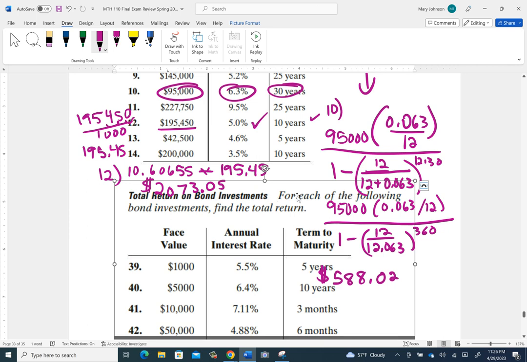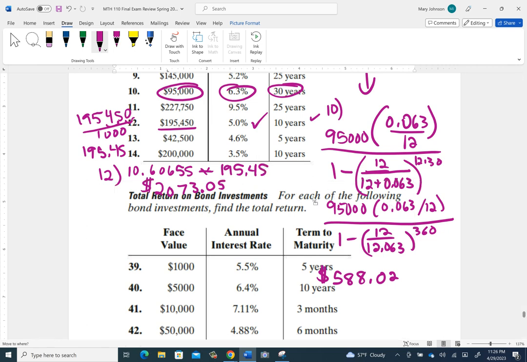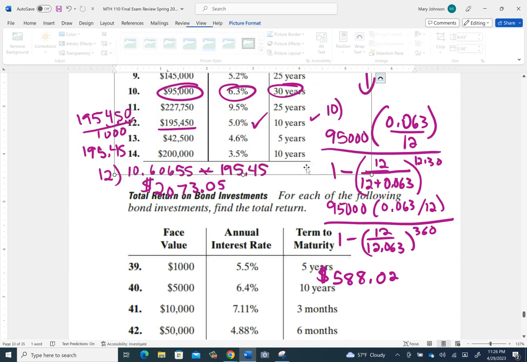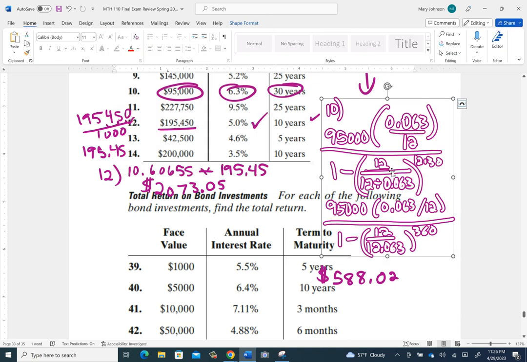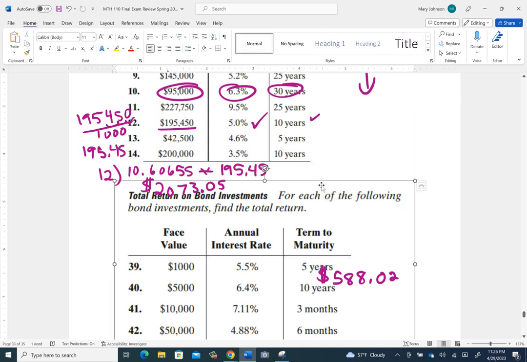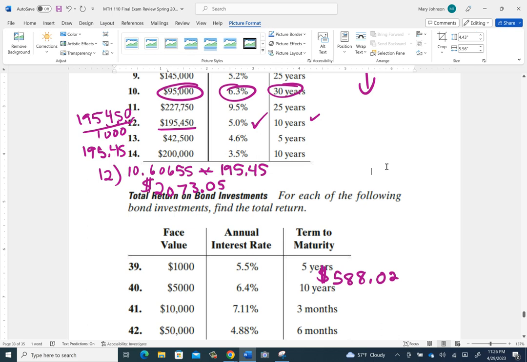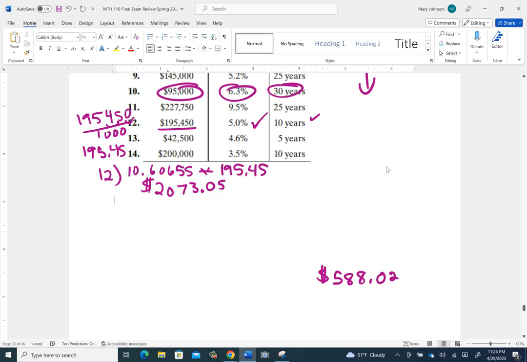Getting a little tired here. See if I can move this down a little. I need to get some of this out of the way. Clean it up a little. Okay, get it to a new page.